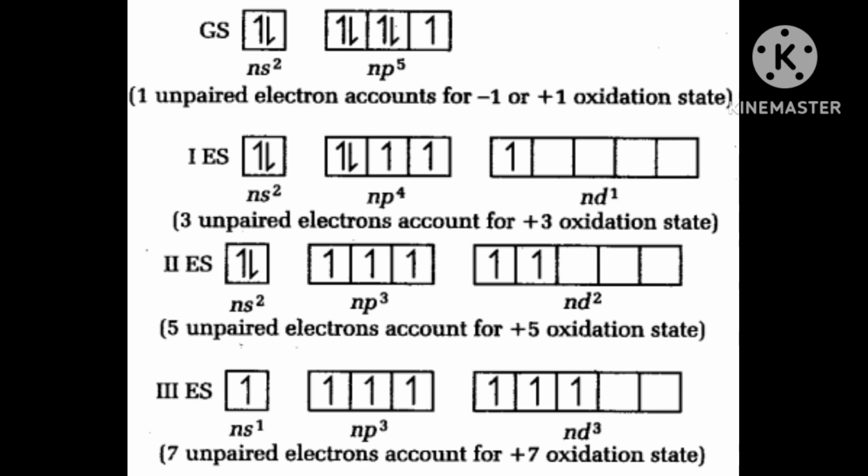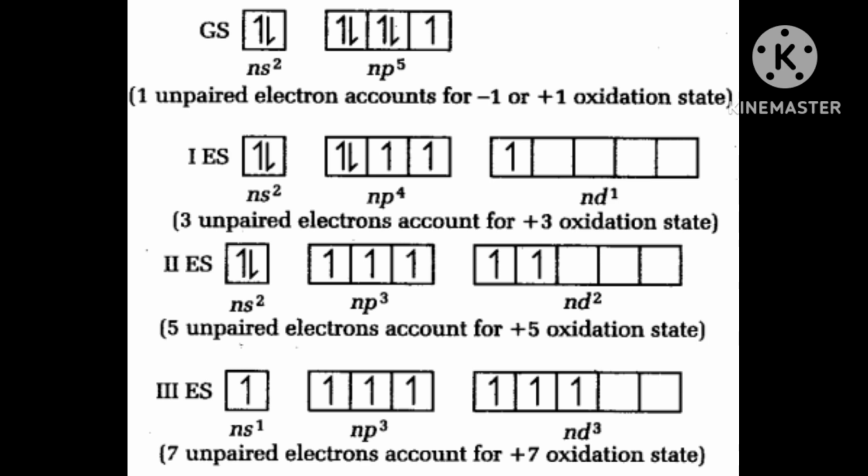Last, each of px, py, pz will be 2. If it accepts 1 electron, then it will show -1. And if 1 electron goes, then it will show +1. Hence -1 and +1 oxidation states both are possible.